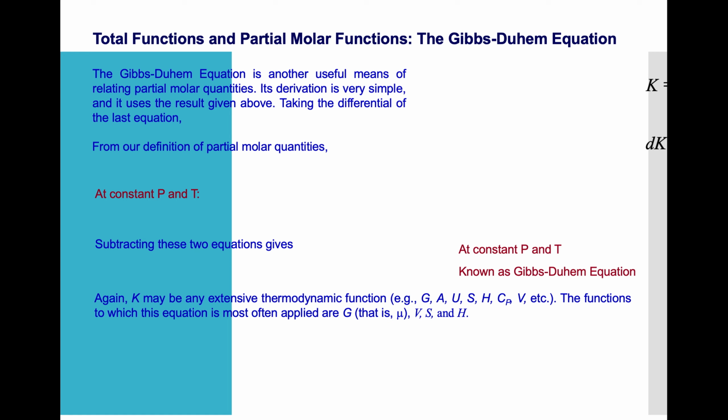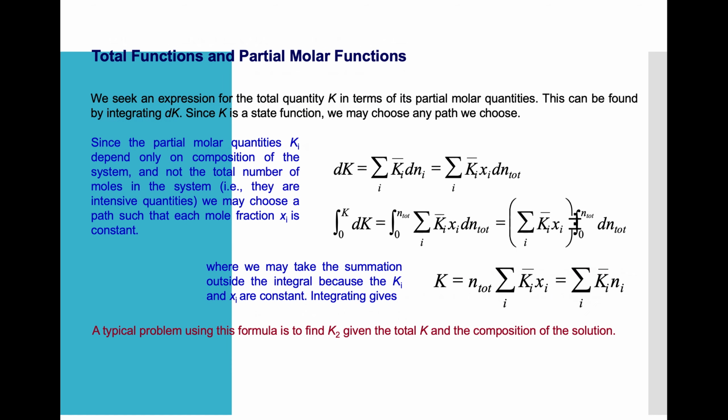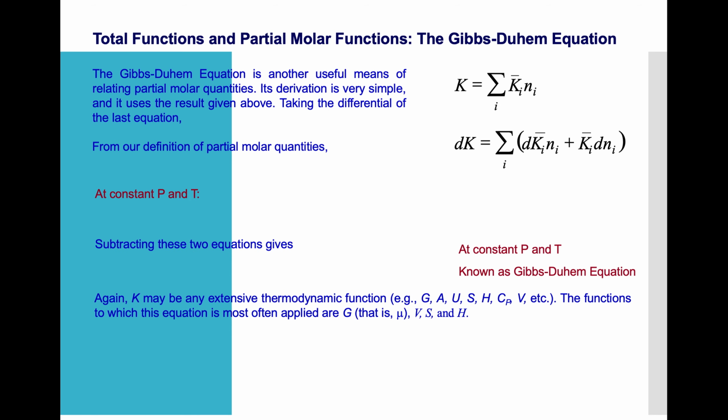And the last one is the Gibbs-Duhem equation. The Gibbs-Duhem equation is another useful means of relating partial molar quantities. Its derivation is very simple and it uses the result given above. Taking the differential of the last equation, from our definition, we can get this one.